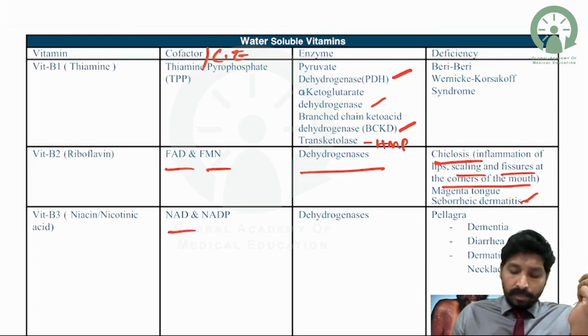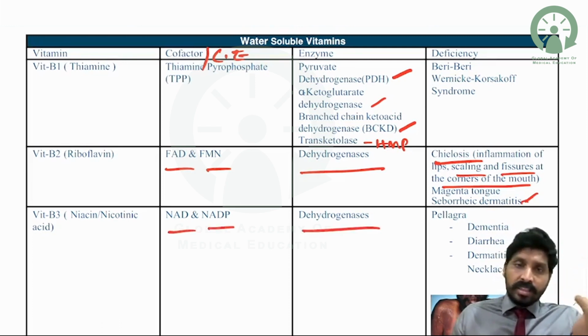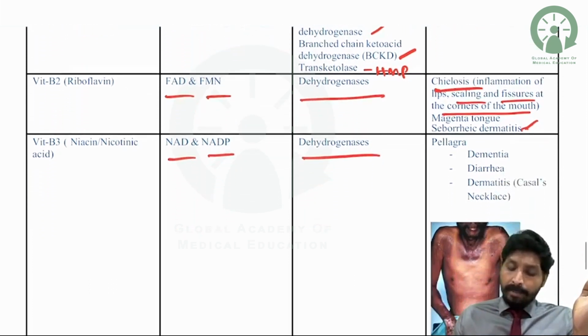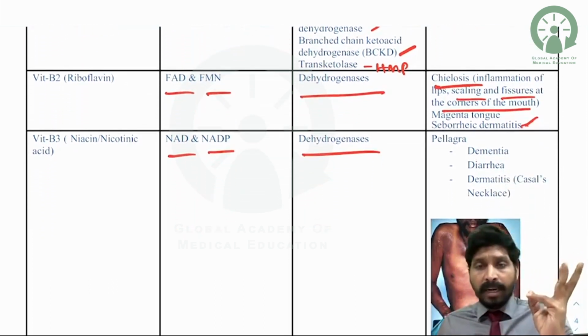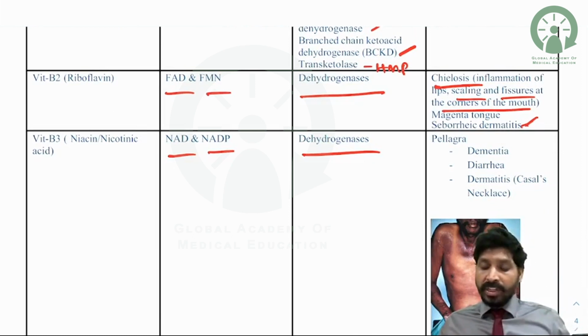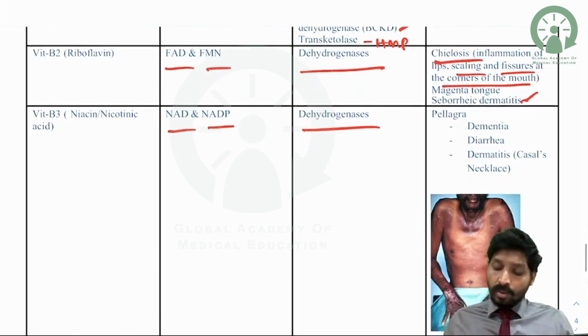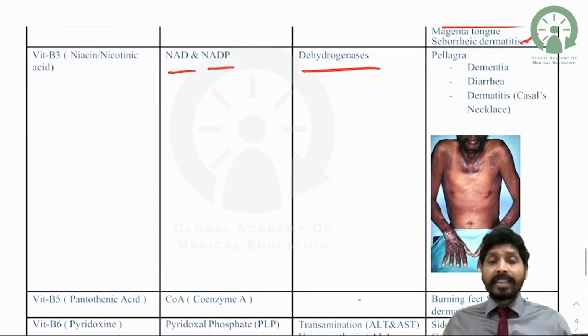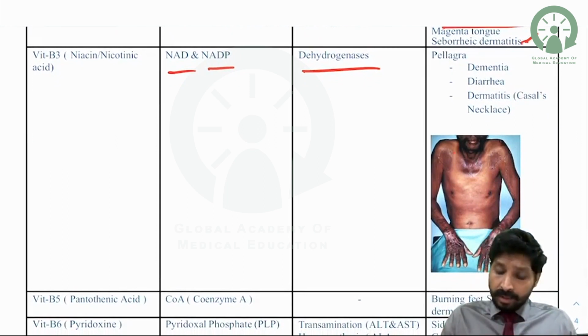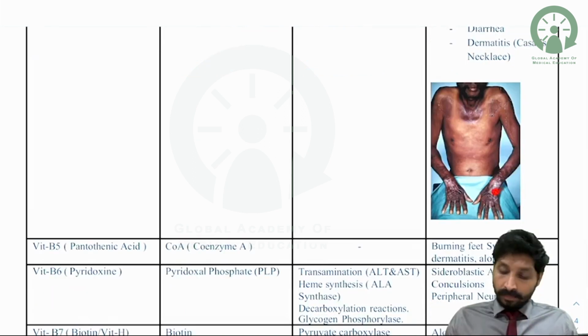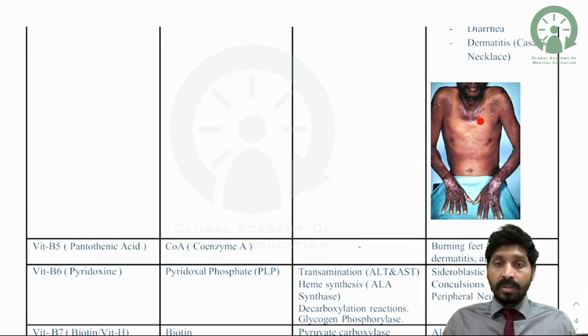B3, the active forms are NAD, NADP. Again, dehydrogenases require NAD, NADP. So the main characteristic feature is pellagra, which is characterized by dementia, diarrhea, dermatitis. It can be represented with the dermatitis called Casal's necklace. You can make it out easily here, this is a Casal's necklace. Dermatitis is a prominent feature. Again, one of the favorite image based questions, repeatedly tested already.